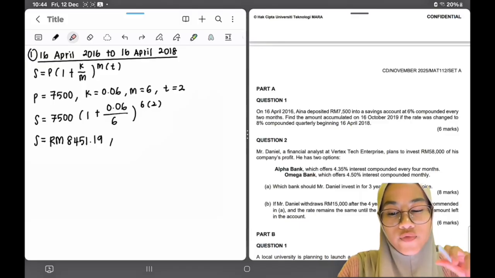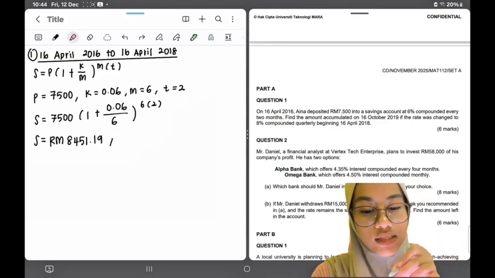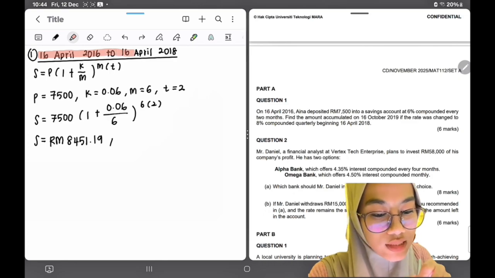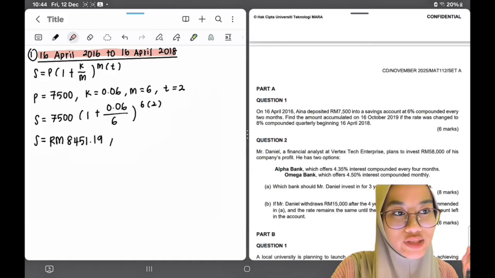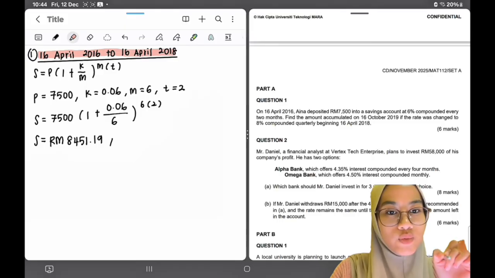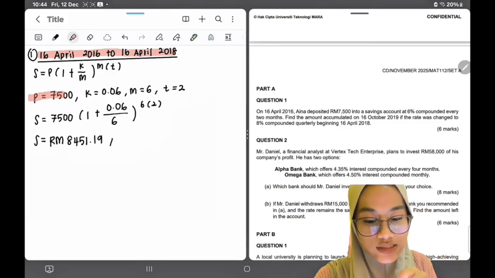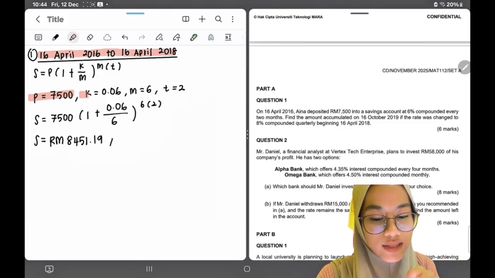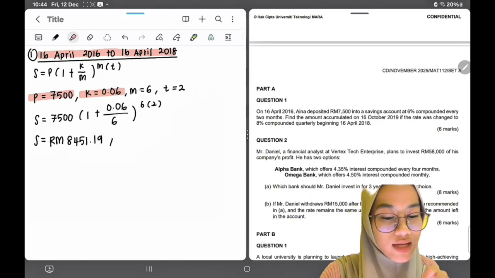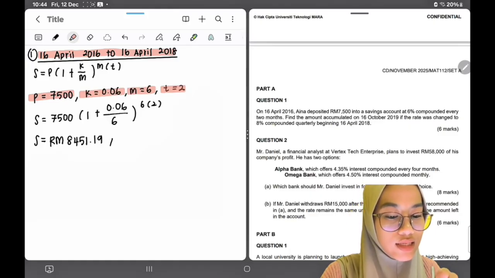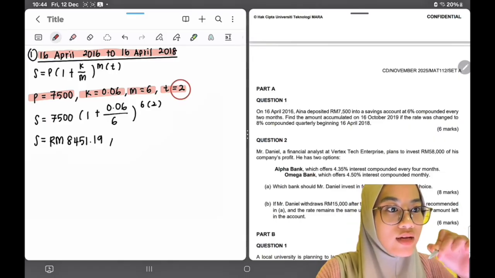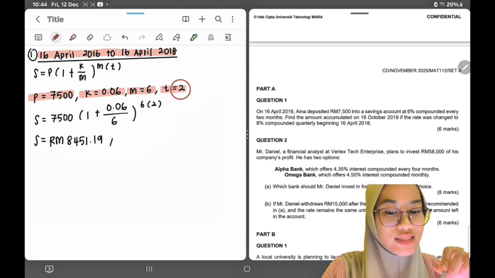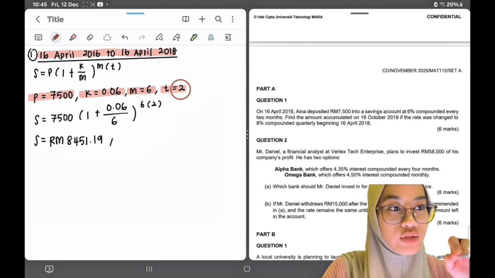So let's take a look at the first one, which is from 16 April 2016 to 16 April 2018. The interest rate during this period is 6% compounded every 2 months. So I identified the variables: P is 7,500, K is 0.06, M is 6, and T is 2. Why T is 2 is because from 16 April 2016 to 16 April 2018 is 2 years.